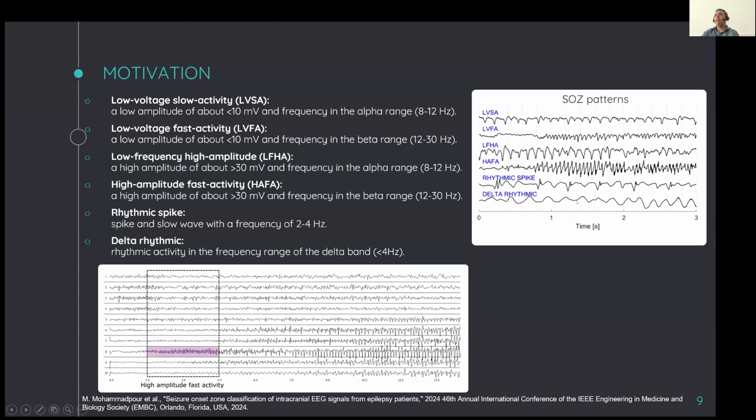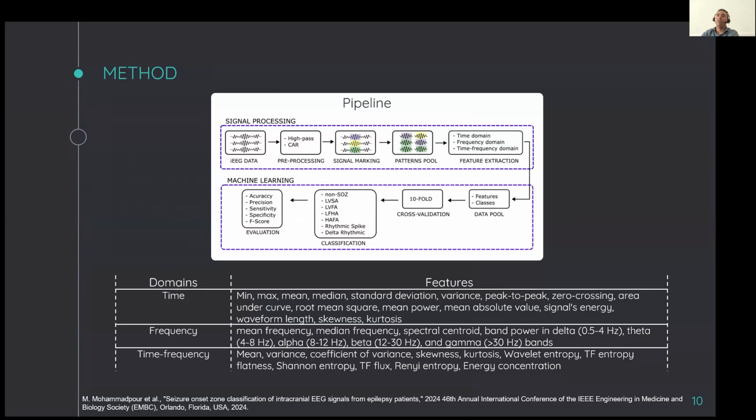Here, when we categorize this data, we find we have 6 patterns of the onset. Here, the idea is to classify this seizure onset zone pattern. Here is our pipeline that we built to classify those areas.